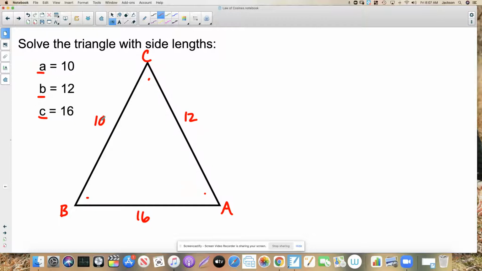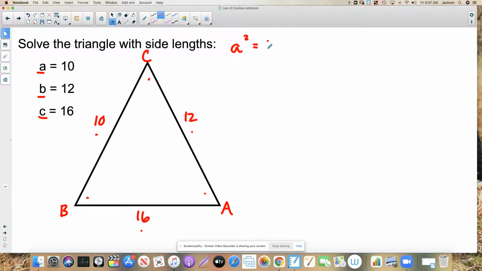And it's not a right triangle because this is not a Pythagorean triple, and it's not a multiple of a Pythagorean triple. If you break it down, this is 5, 6, 8. Each one of these is divisible by 2, and 5, 6, and 8 are not the sides of a right triangle. So this is an oblique triangle. Solving for the angles is going to take either the law of sines or cosines. And since we have a side relationship, we know we're going to use the law of cosines.